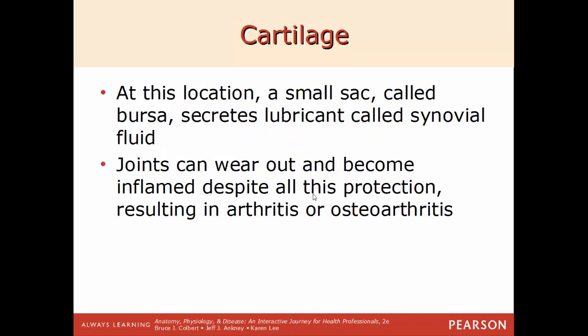Now, at places like this, you'll find a small sac called the bursa, which helps secrete a lubricant, a fluid called synovial fluid. This helps to protect the bones so they don't wear down, and produces less friction with one another. If these joints didn't have this type of synovial fluid, the bones would rub against each other a lot more often. They would break down much quicker, which would lead to arthritis or osteoarthritis.